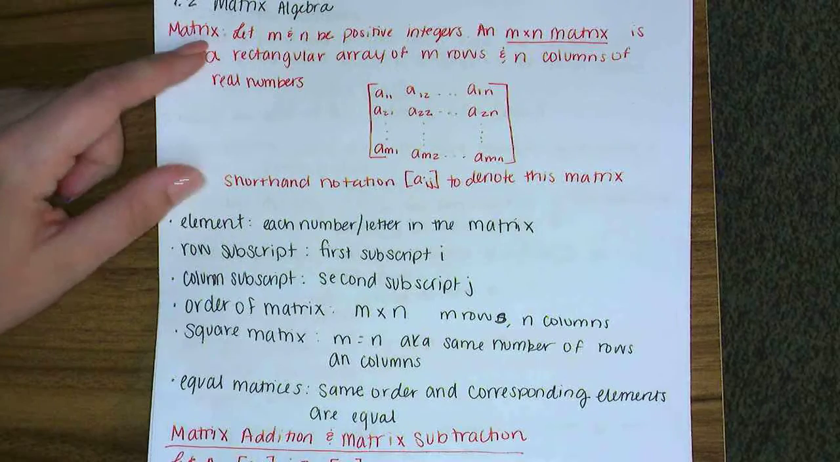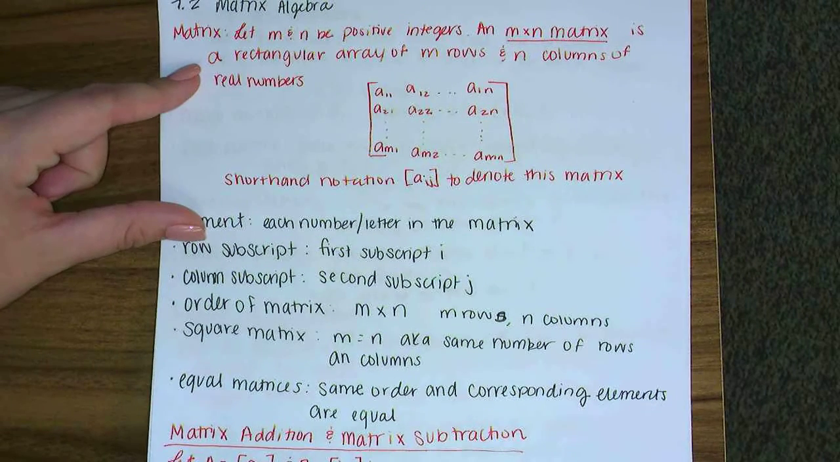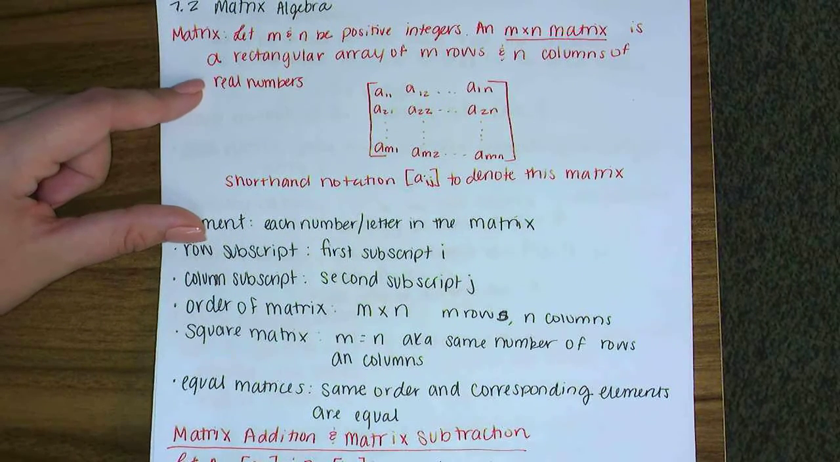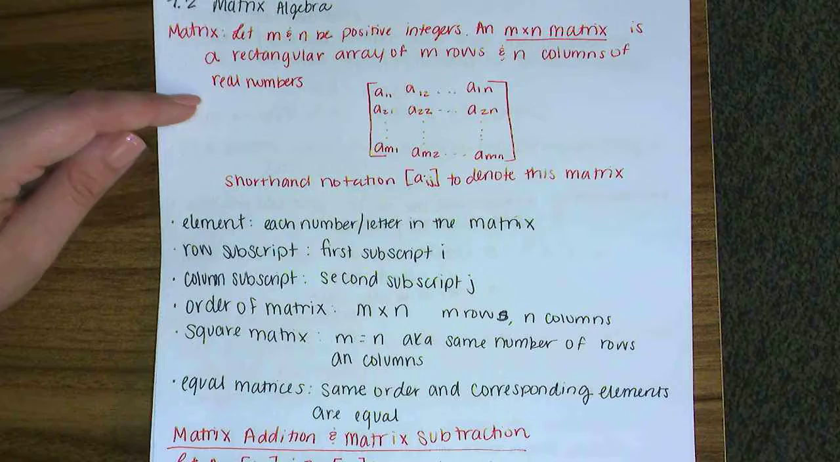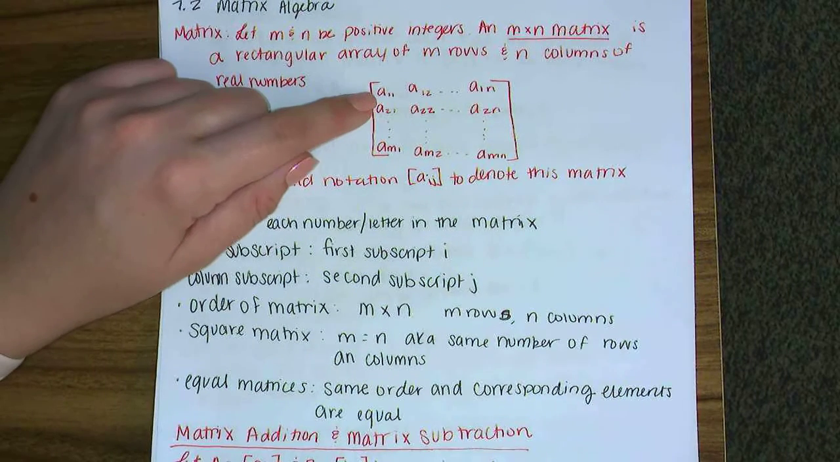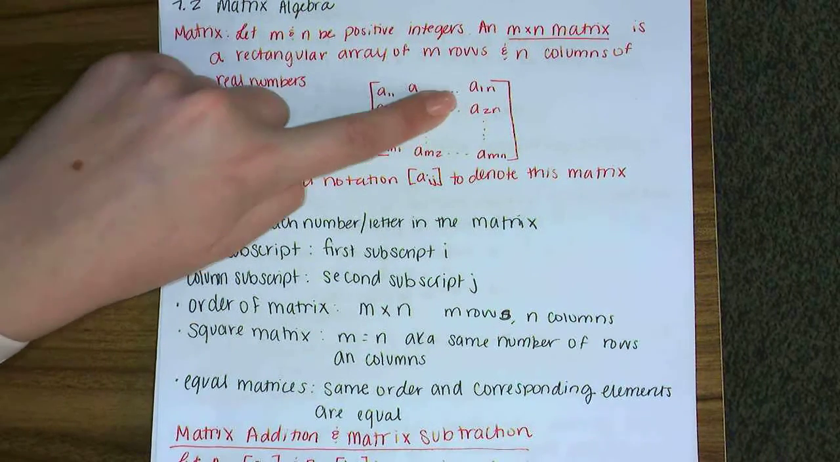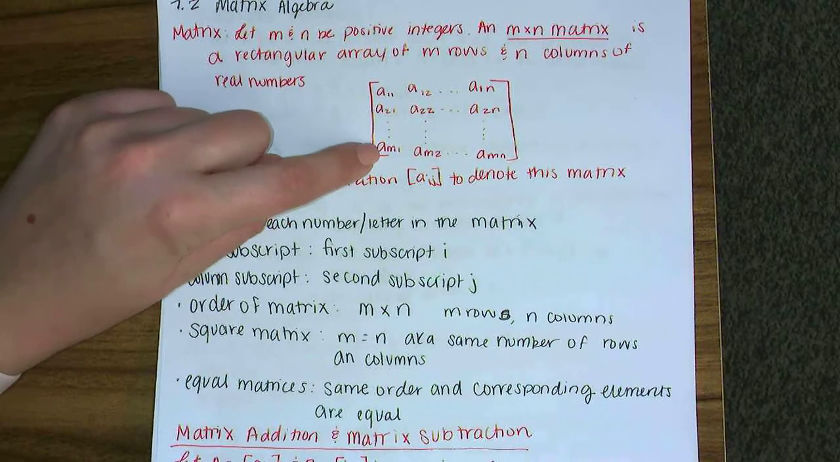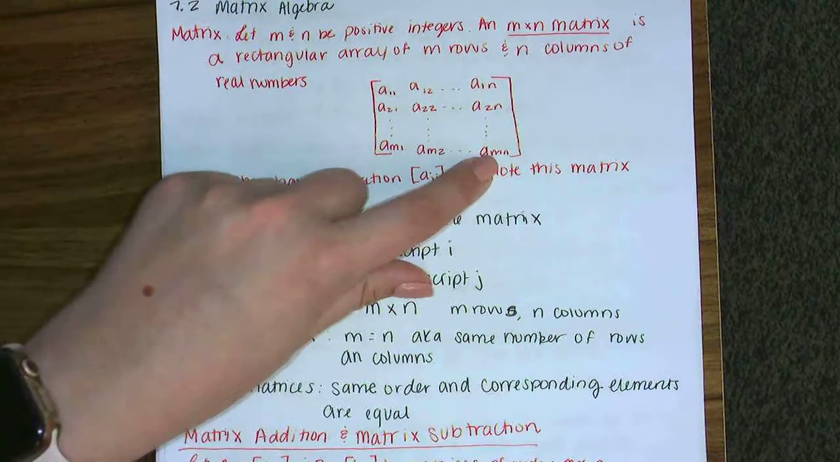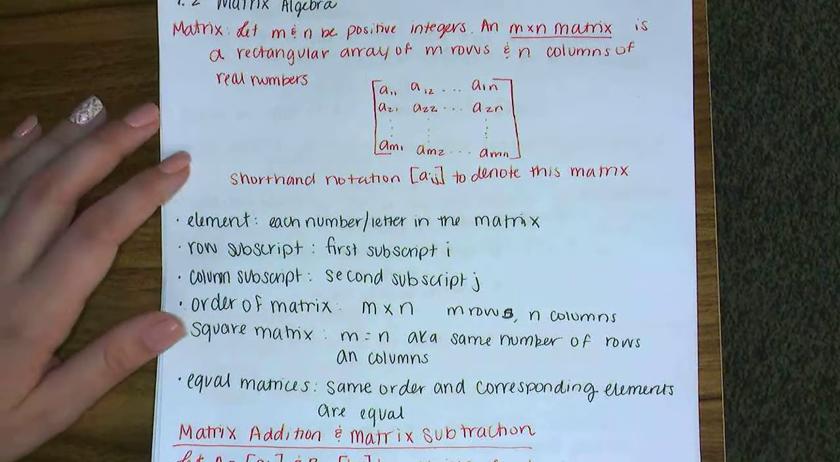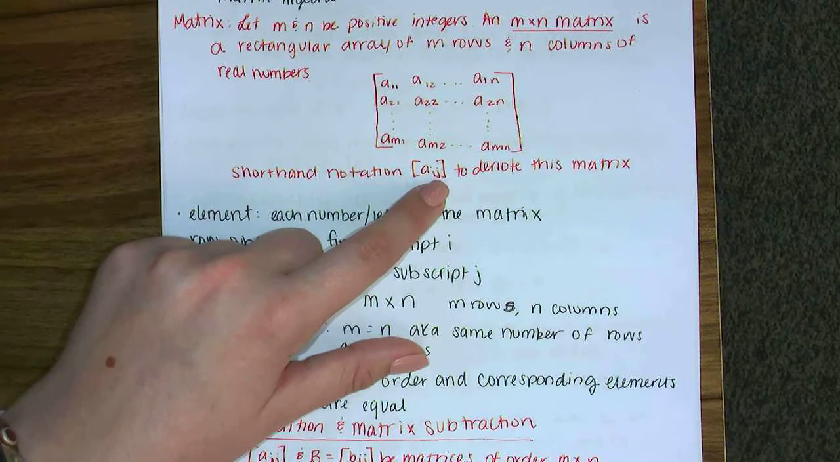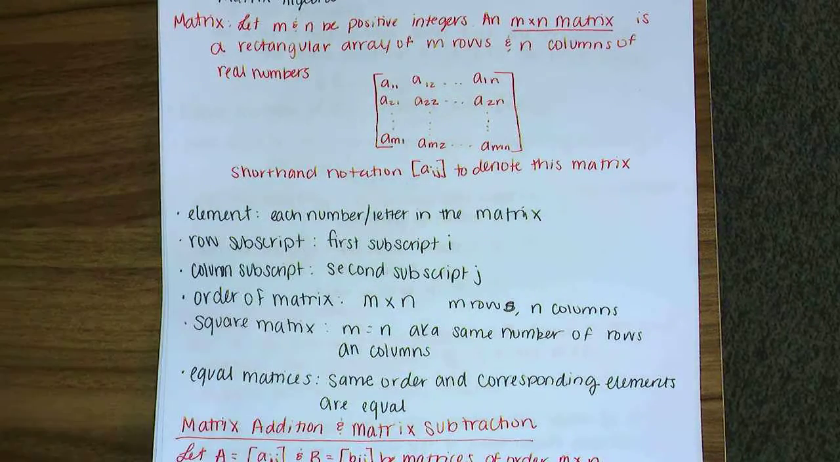Let M and N be positive integers, and an M by N matrix is a rectangular array of M rows and N columns of real numbers. And so it starts out a11, a12, all the way to a1n, and this goes all the way down from a11, a21, all the way down to am1, and ultimately to amn. A shorthand notation is aij, okay, where i and j are representing the rows and columns of this particular matrix.